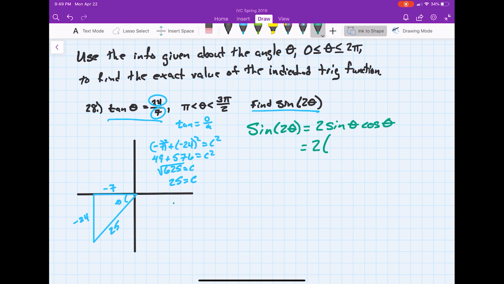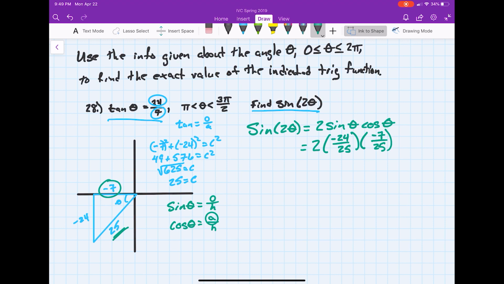I'm just going to set up this part here. Now remember, from SOHCAHTOA, sine theta is equal to opposite over hypotenuse, and cosine is equal to adjacent over hypotenuse. So what is opposite? Well, negative 24 over the hypotenuse, which we found, which was 25. And then what is adjacent for the cosine? Well, that's the negative 7. So we'll put negative 7 over the 25.